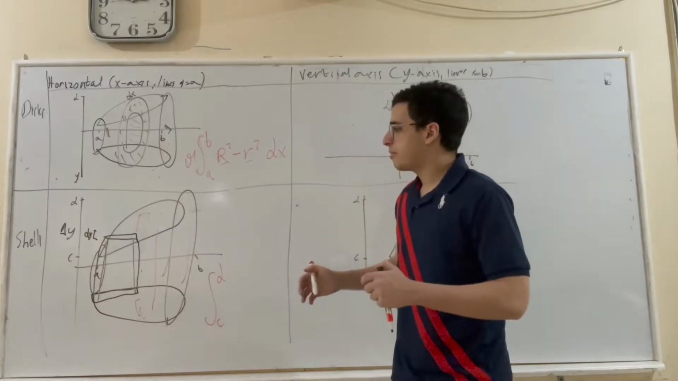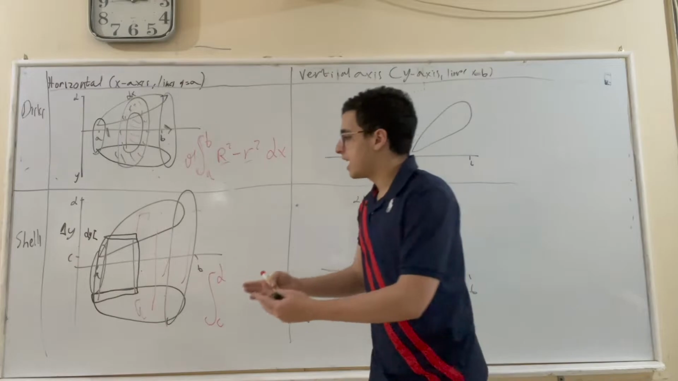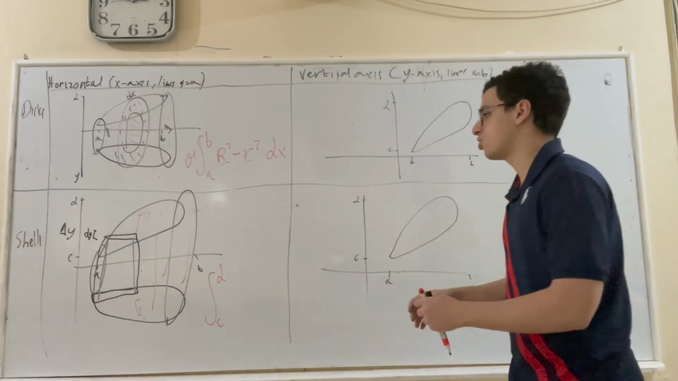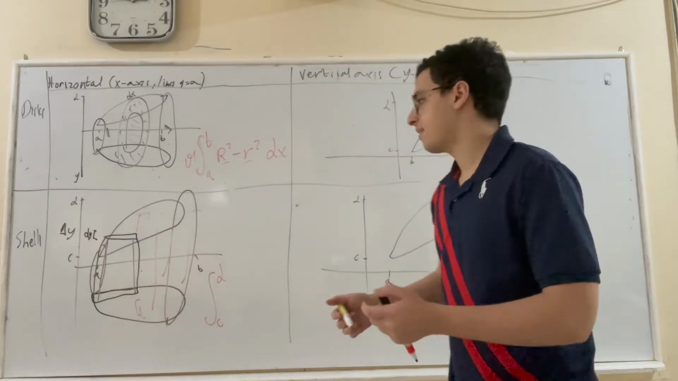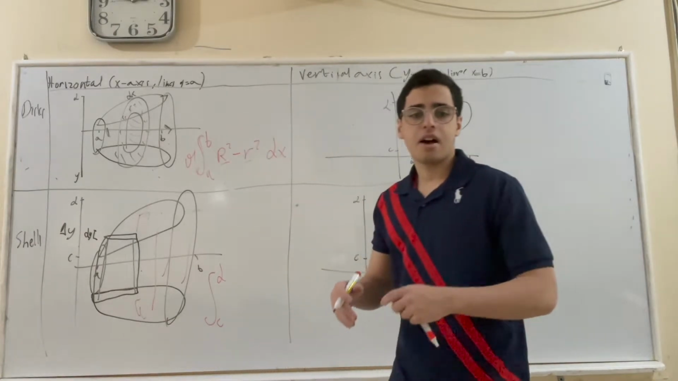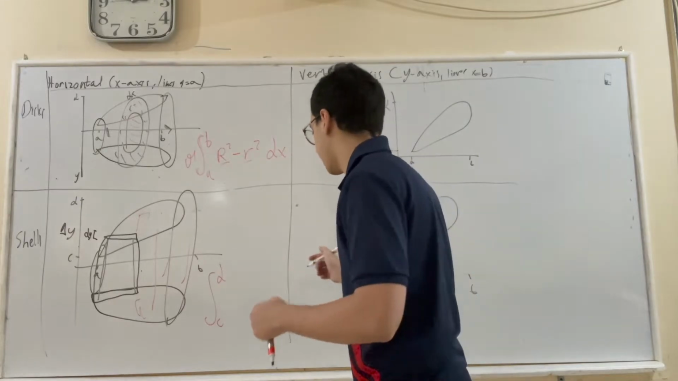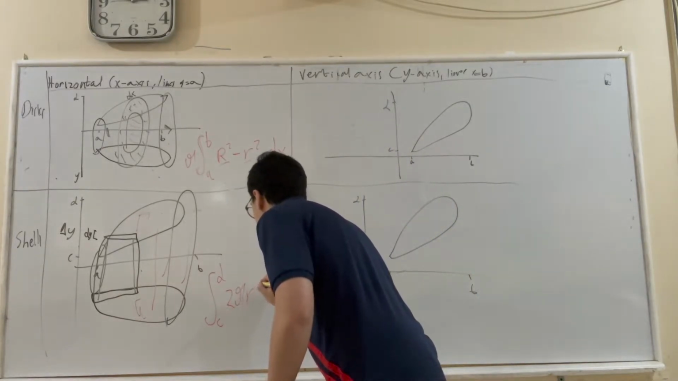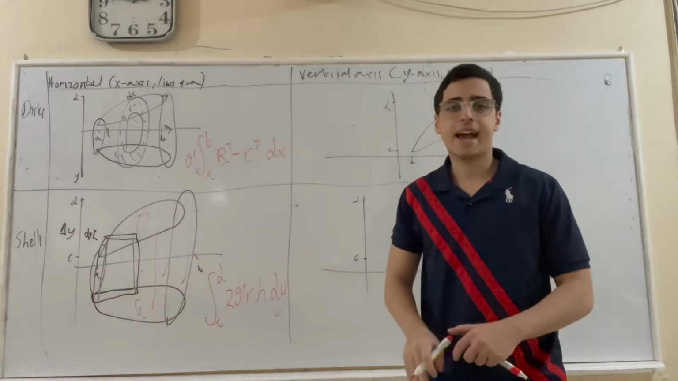Because this is the shell method, if you flatten this cup out, it will look like a circumference multiplied by the height. So it should be 2 pi r h dy. And this is how it should look.